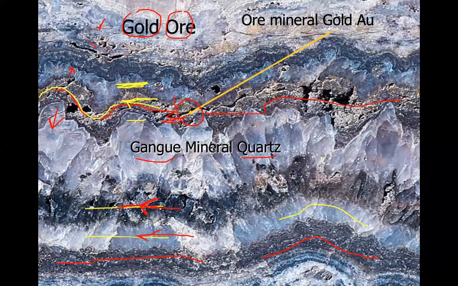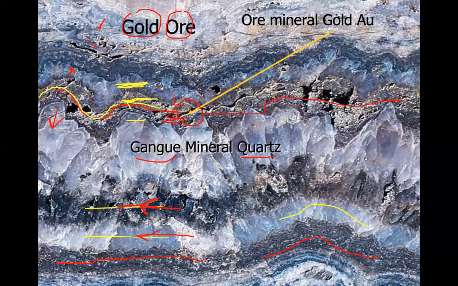So always we have to see the field relations as well. That means, for example, here this folding has happened with the gold layer. You can clearly see that with the gold layer. That means the host rock has deformed, has changed. That is folded. We call it folding. These are happening due to tectonic forces.